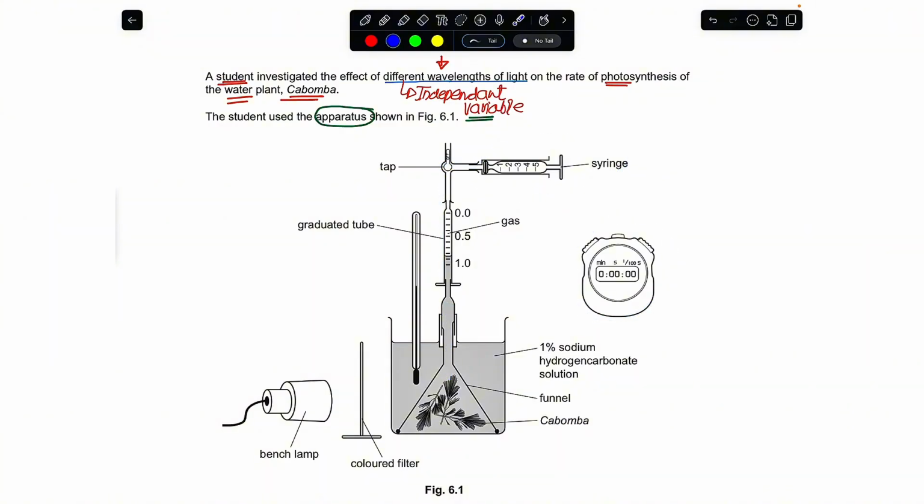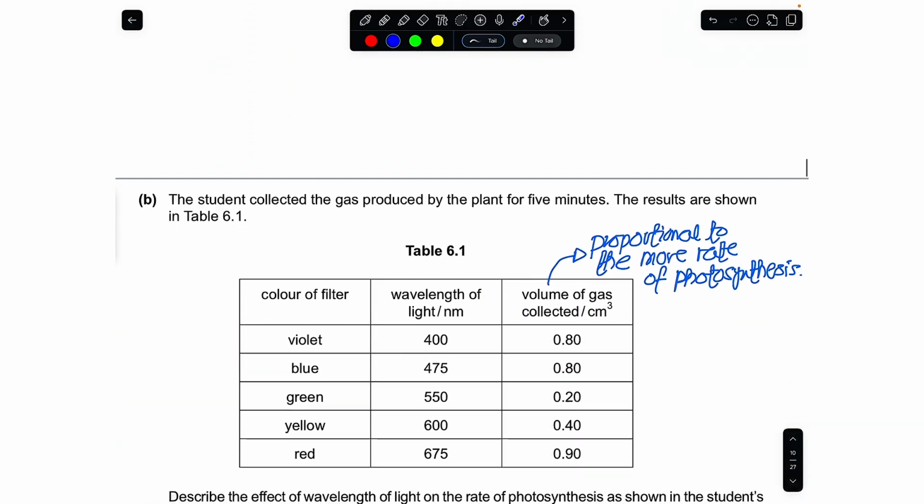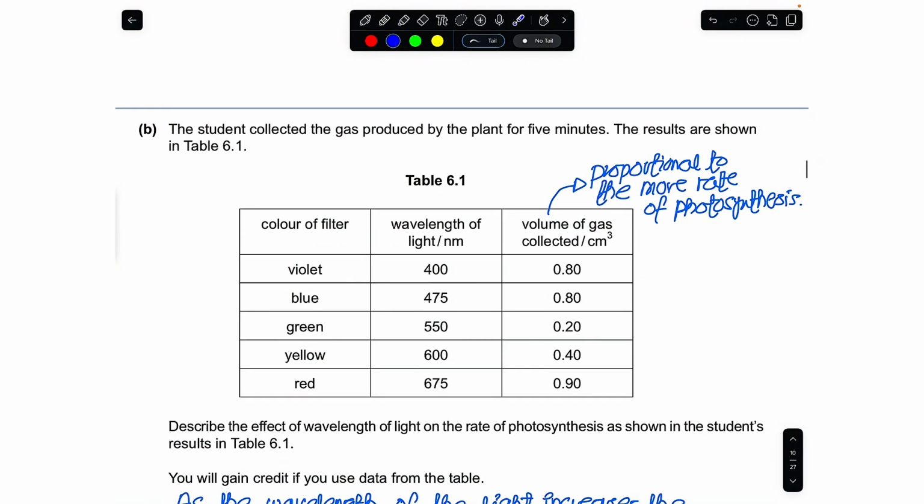That means that the amount of oxygen gas that would be collected here in the gas syringe, they would divide by the total time, and that would give them the rate of photosynthesis. If we look toward the findings of the student, they say that the student collected the gas produced by the plant for a total of 5 minutes. So the time is given here, and the gas is being collected. So this is our dependent variable, and the results are shown here.